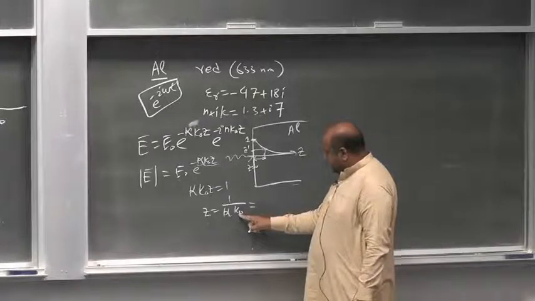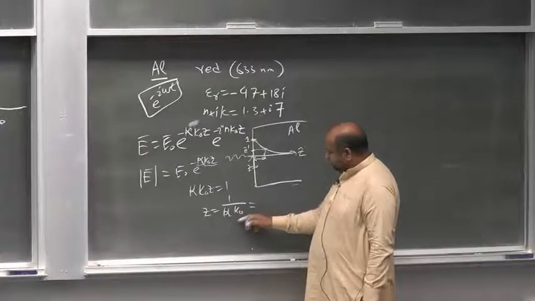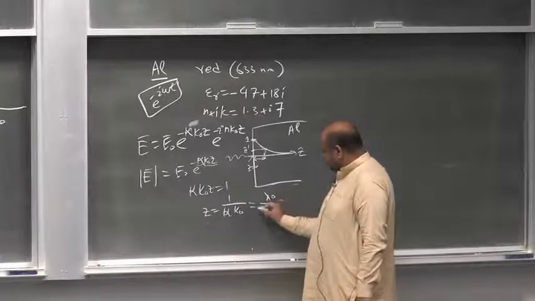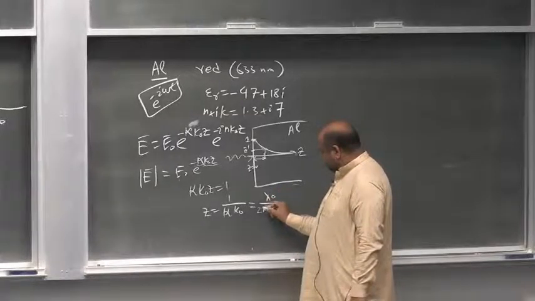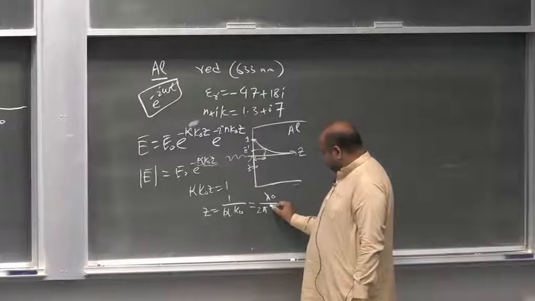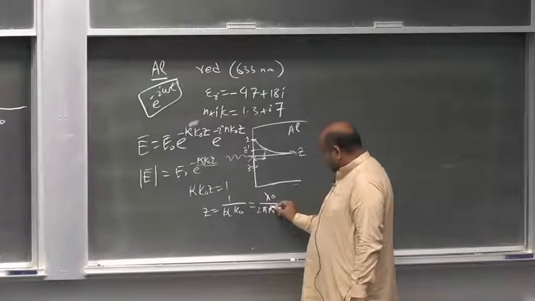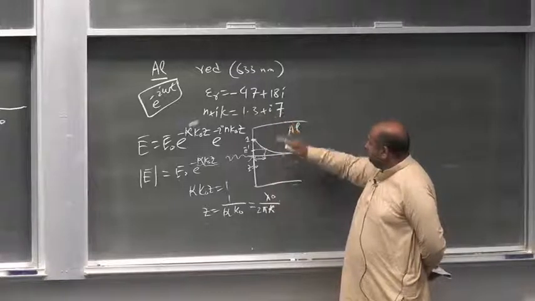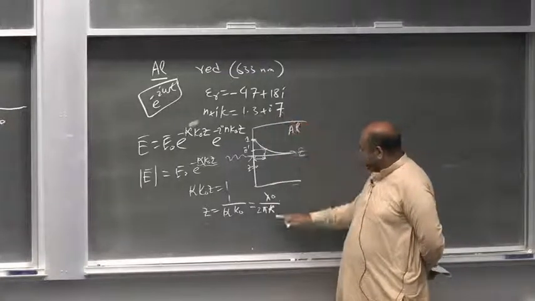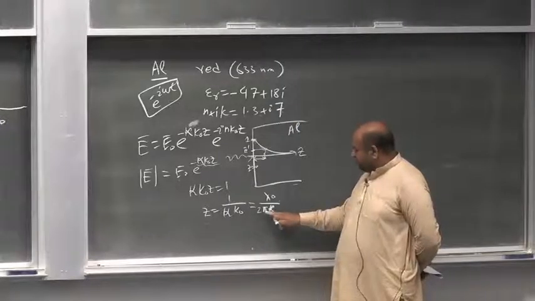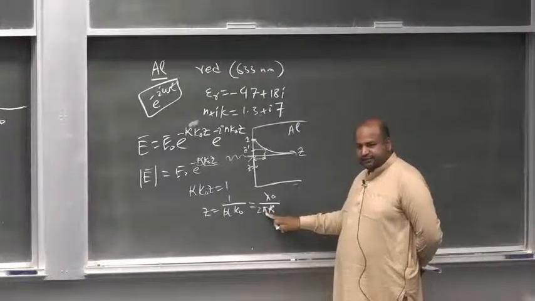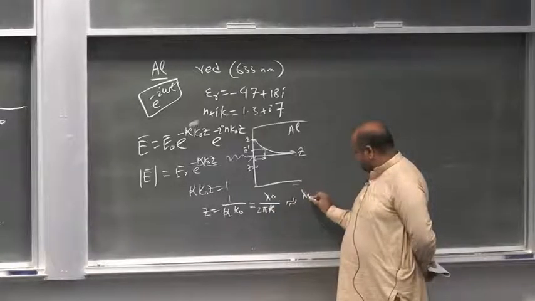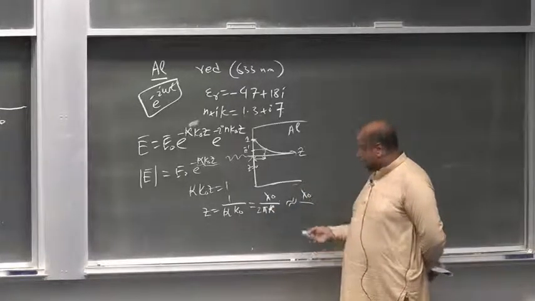And k naught is 2 pi over lambda naught. So lambda naught goes up, and we have lambda naught over 2 pi times kappa. So let's work out a number for aluminum. This kappa is 7, so let's put 7 here. This 2 pi can be approximated as 6. So 7 into 6 is roughly 42.